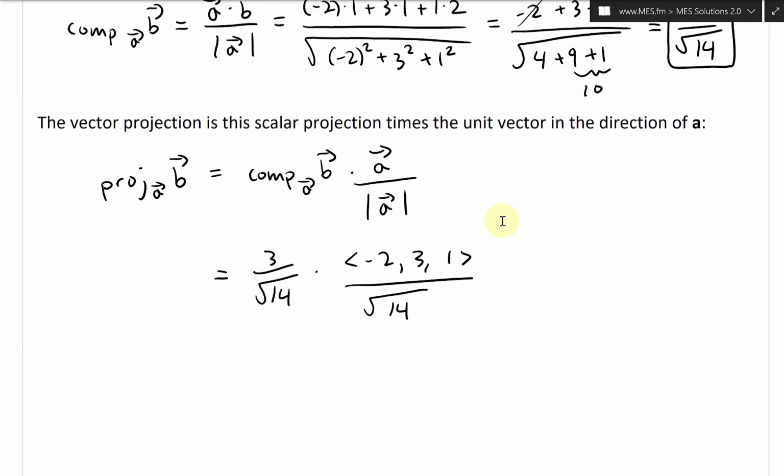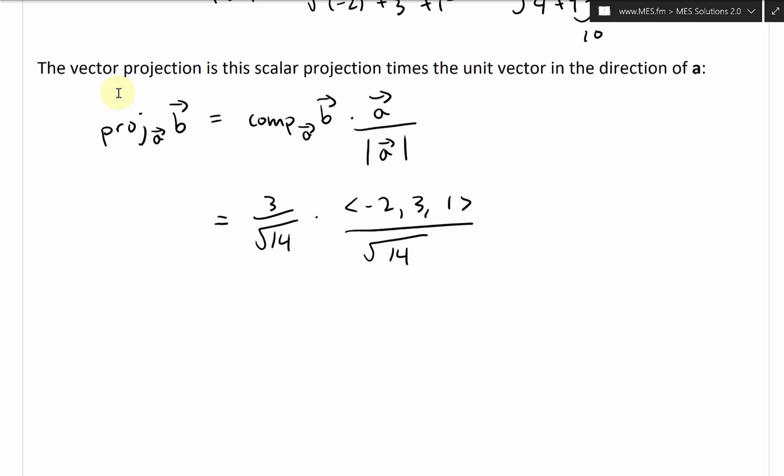All right, continuing further. So we have this part right here, and now I'm going to multiply these out. Just squaring that, the square roots cancel. Square root 14 times square root 14, the square roots cancel. And we're just going to be left with 3 over 14. And then we're going to have the A vector: negative 2, 3, 1, like that.